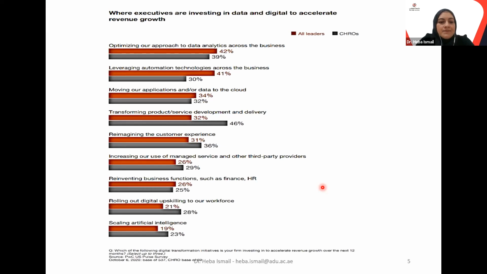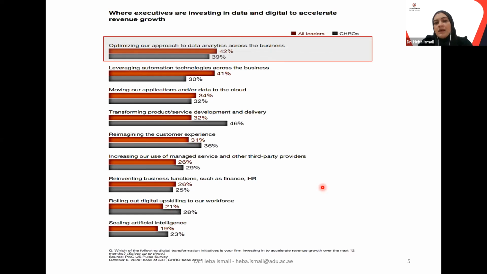Looking at these survey results reported by US Pulse, they were asking leaders, including chief human resource officers, what direction they would invest in the most concerning digital transformation in their organization. And as you can see at the top, most of the respondents replied that they would invest in optimizing their approaches to data analytics across the business. If that tells us anything, it tells us how important investing in people analytics is, and how valuable the payoffs are of people and human resource analytics.